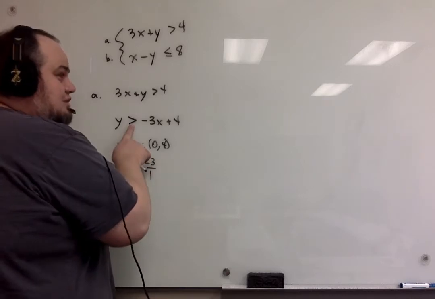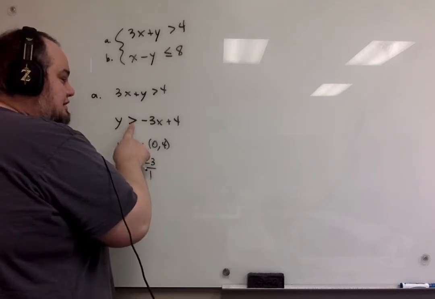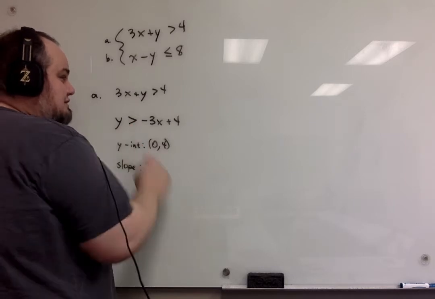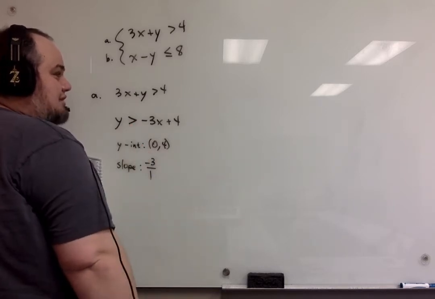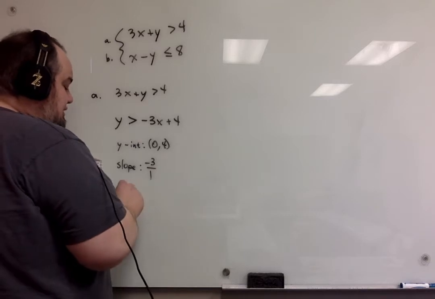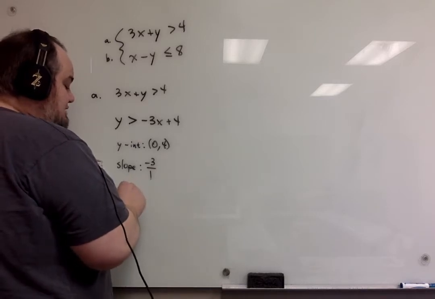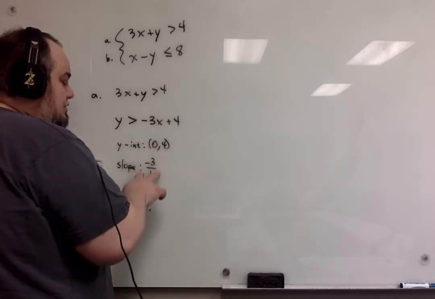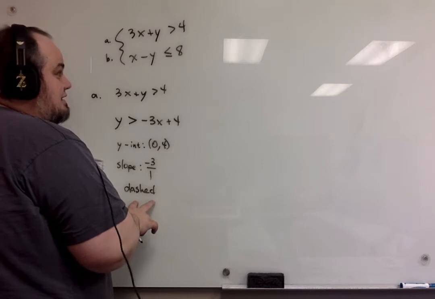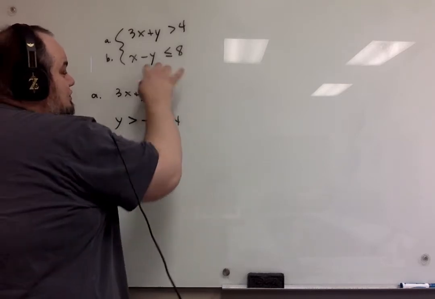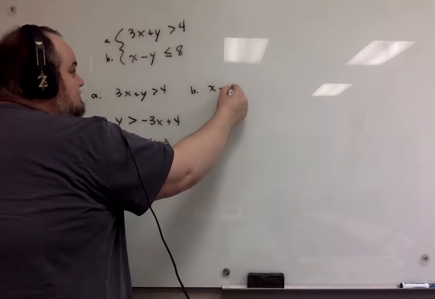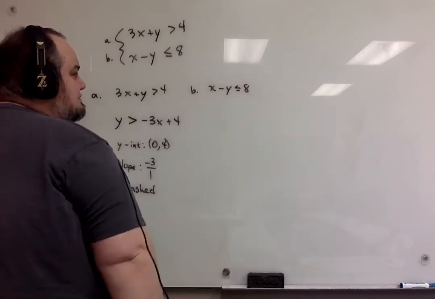Then there's another important thing to look at here, and it's that we have just a greater than sign. So if you don't have the "or equal to" part, then that means we're going to be graphing a dashed line. So we know a lot about this graph now. Now let's go ahead and work on equation B. We had x minus y is less than or equal to 8.